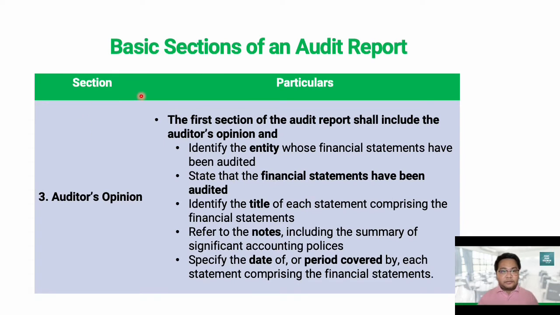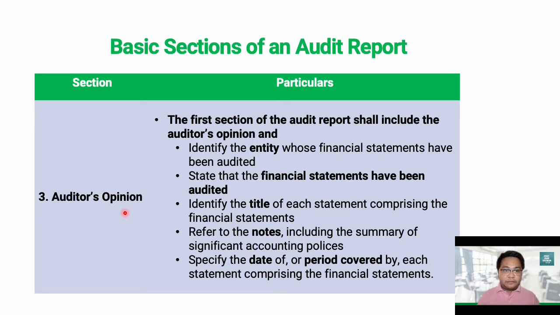The next section of the auditor's report is the auditor's opinion. The first section of the body of the auditor's report, after the title and after the addressee, would immediately be the auditor's opinion, so that the users will already know what the opinion of the auditor was with respect to the audit of the financial statements.